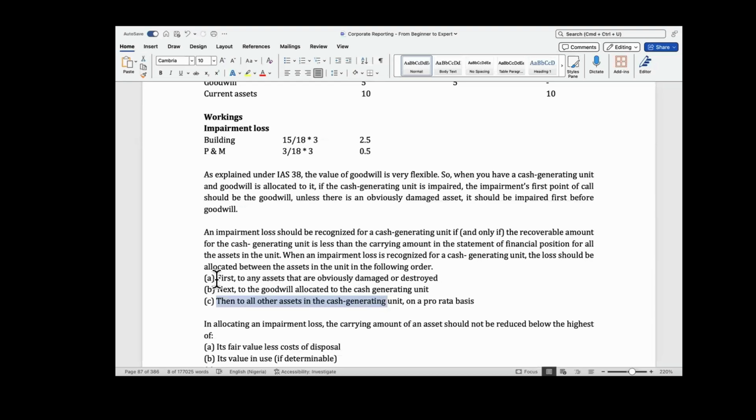So the question becomes, why are you allocating impairment loss to a destroyed asset first? If you remember internal indicators of impairment, one of the internal indicators is that an asset is damaged. So the reason we allocate impairment loss to this one first is because it might be the reason why there is an impairment in the first place. That's why we allocate to that first.